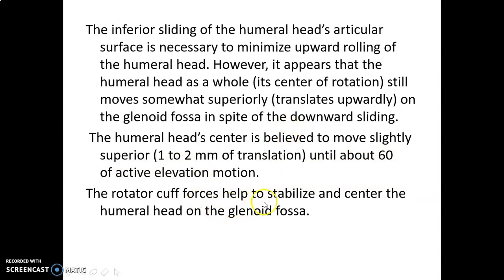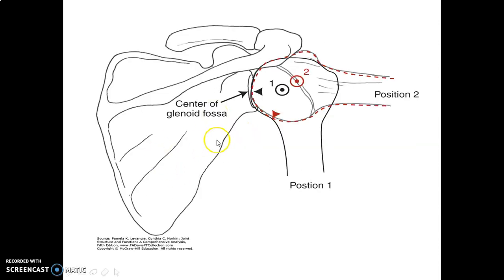Then the rotator cuff forces help to stabilize and center the humeral head on the glenoid fossa. Now you can see that this center of axis is for when the joint is in the black mark, the sketching of the humerus. And when it goes into abduction, that abduction position is shown with red dots. You can see that the axis of the second position, which is abduction, normally moves at least 1 to 2 millimeters upwardly towards the cephalad.